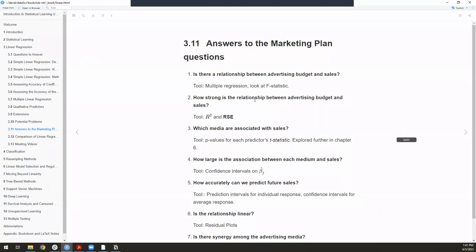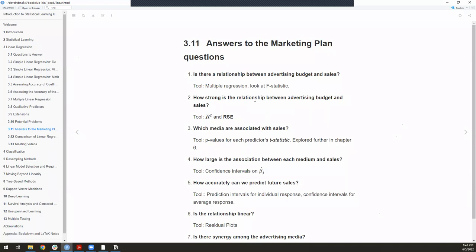The next one was which particular media, radio, TV, newspaper, is associated with sales. The tool for that was the p-values for each of the predictors. They said this is going to be explored more in chapter 6, which is linear model selection and regularization. My impression was if you only have a few predictors, you could just use the p-values and not worry about it too much.